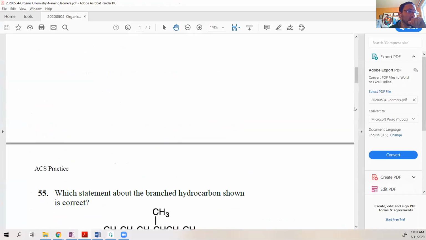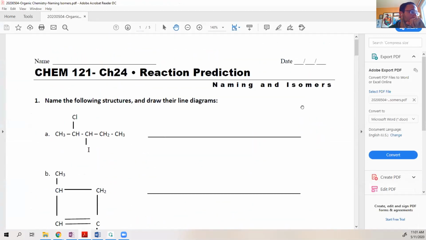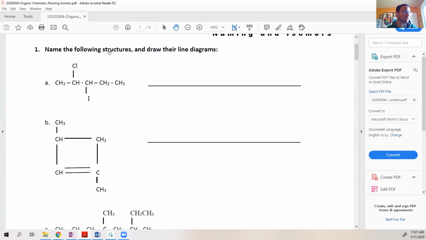Since there's no questions, I'm going to have you pull up this first one. Let's go ahead and name this structure and then draw out the line diagram. I know you can't submit your line diagram in here, but once you get your name, go ahead and type your name into the chat, and we'll use that as we move forward. So we're looking at question number 1, part A. Let's try to name that one. I'm going to turn off my video so that I can start to write on my tablet.